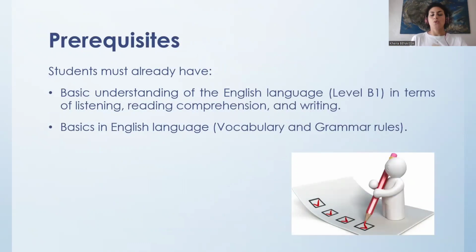Prerequisites. Students must already have a basic understanding of the English language, which is the level of B1, so intermediate level, in terms of listening, reading, comprehension, and writing. Number two, basics in English language, like vocabulary and grammar rules. So students must know how to make some phrases, how to express themselves, how to talk about their ideas, etc.